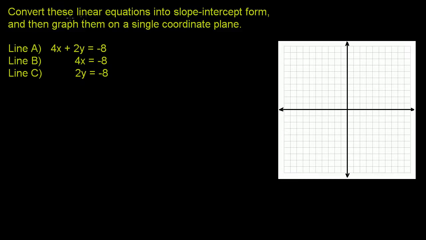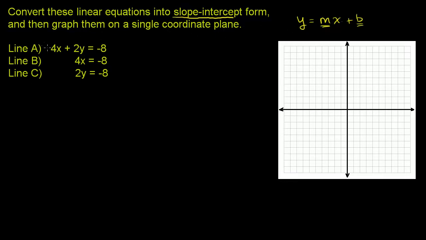We're asked to convert these linear equations into slope-intercept form, and then graph them on a single coordinate plane. We have our coordinate plane over here. Just as a bit of a review, slope-intercept form is the form y is equal to mx plus b, where m is the slope and b is the intercept. That's why it's called slope-intercept form. So we just have to algebraically manipulate these equations into this form.